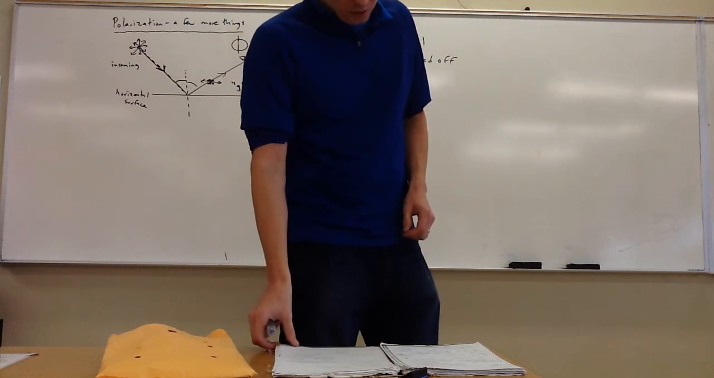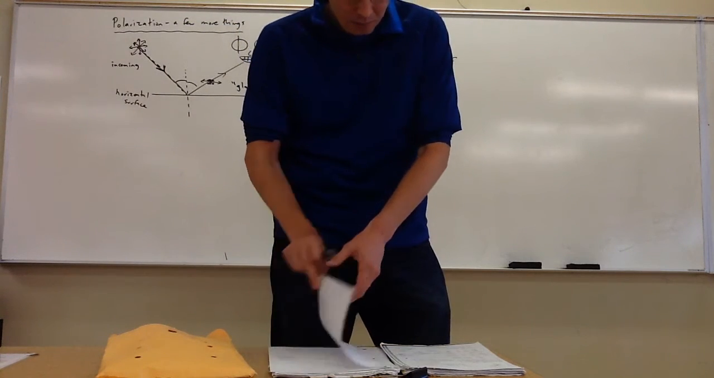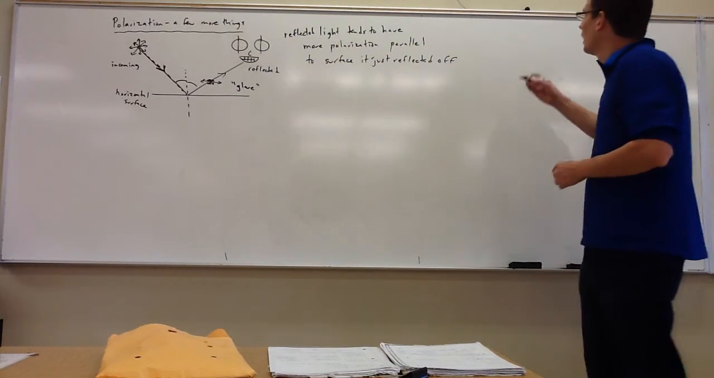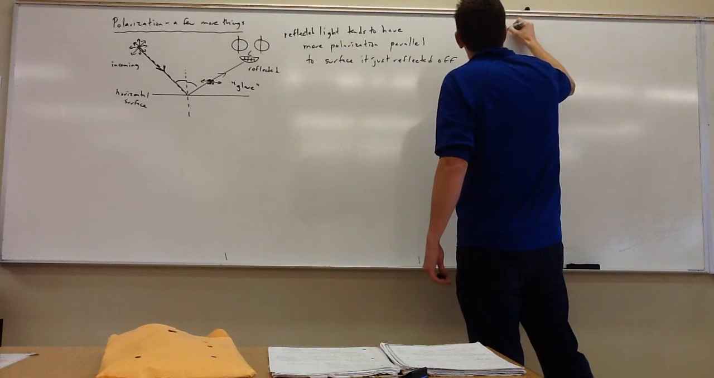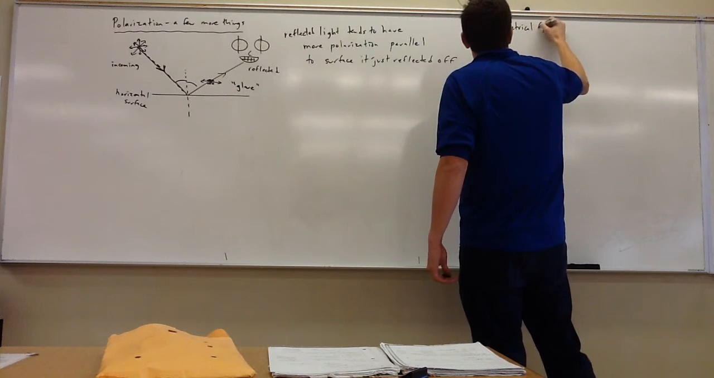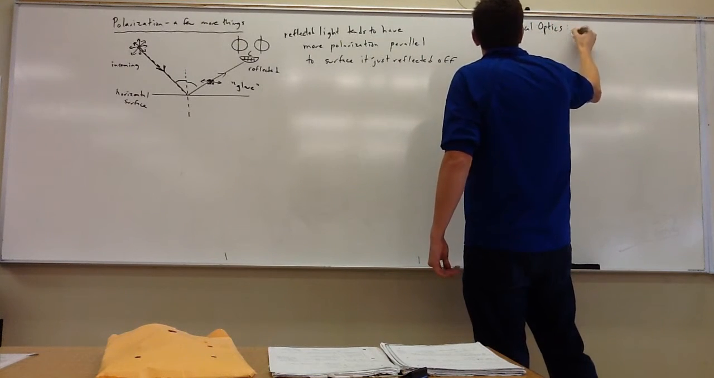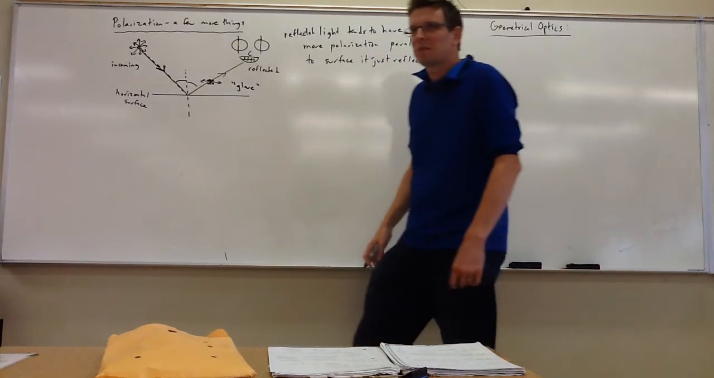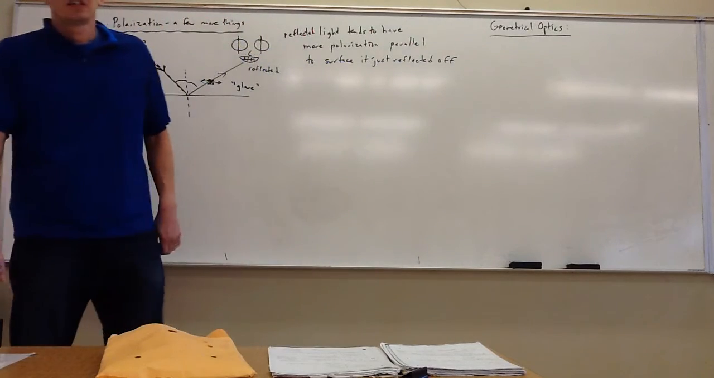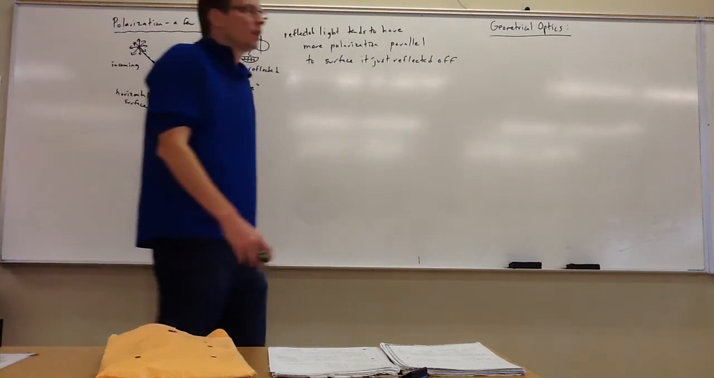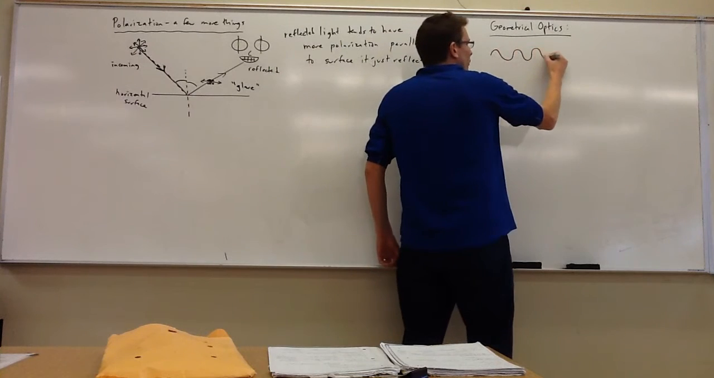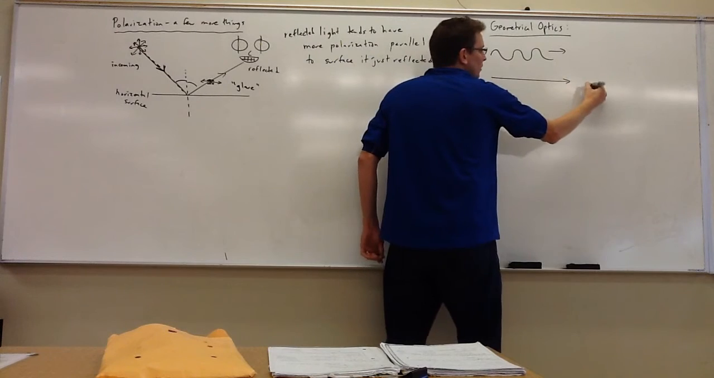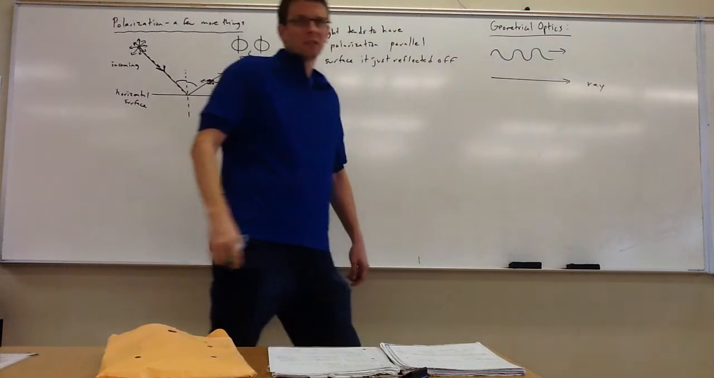Okay, so we're going to just glide right into the next topic. I kind of already hinted at some of the things that we're going to do. We're going to move into the study of geometrical optics. The geometrical label implies that the only thing we really care about is the direction of motion. So rather than drawing it as a wave, we will just draw it as a ray indicating the direction of travel, and that's really all we need.